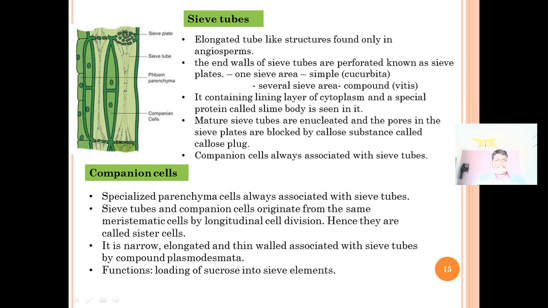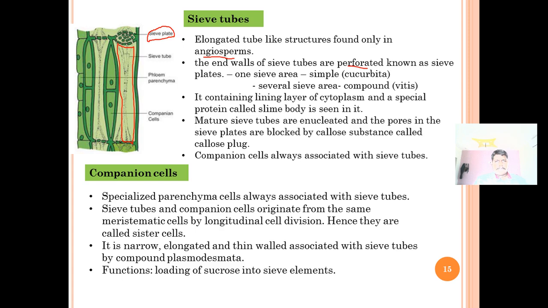If you take this structure here, yes, this is a sieve tube. It is an elongated tube-like structure found only in angiosperms, and both the ends are perforated. So this end plate is present, and that plate we call the sieve plate.